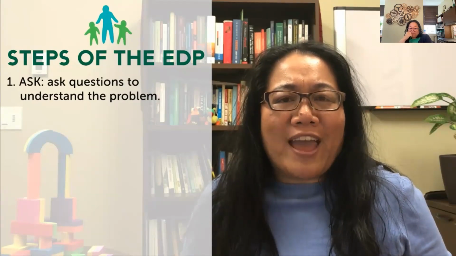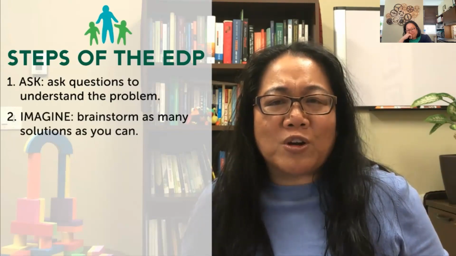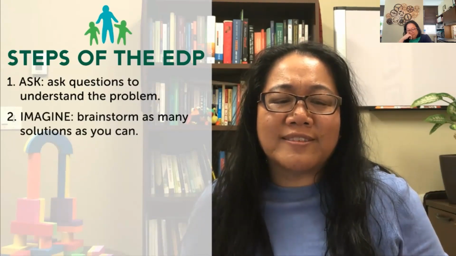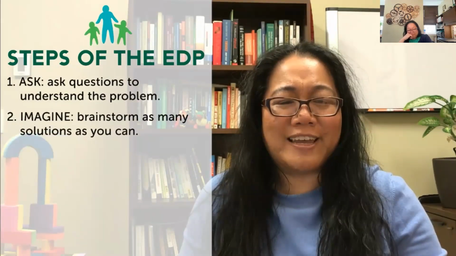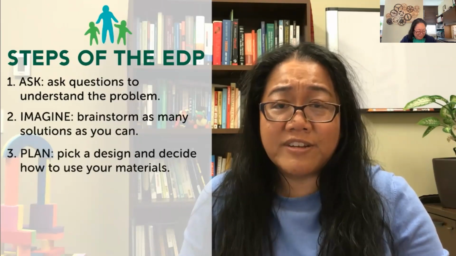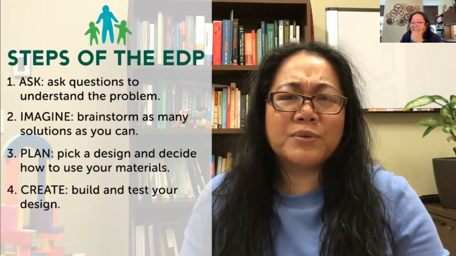First, the ask step. This is where you ask questions to understand the problem and what you need to solve it. Next, the imagine step. This is where you brainstorm as many possible solutions and designs as you can. Next is the plan step. This is where you pick a design and decide how you will use your materials. Next is the create step. This is where you build and test your design to see how well it solves the problem.